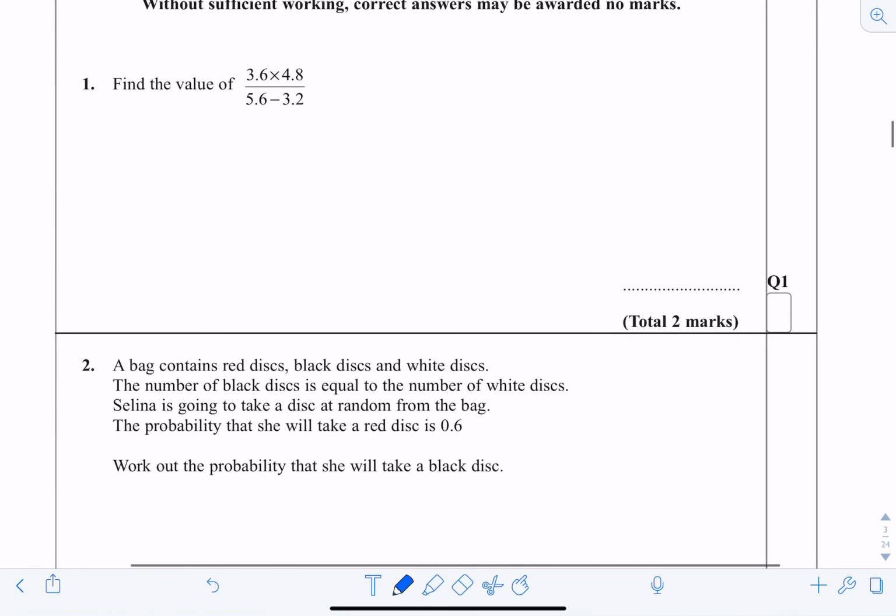So first, 3.6 times 4.8. This is going to be a calculator job, so I'm just going to do that on my calculator. 3.6 times 4.8 over 5.6 minus 3.2, and that gives me 36 over 5. It doesn't say if it's going to be in fraction form or decimal, so I'm just going to press my SD button and it gives me 7.2. So both of those should be fine.